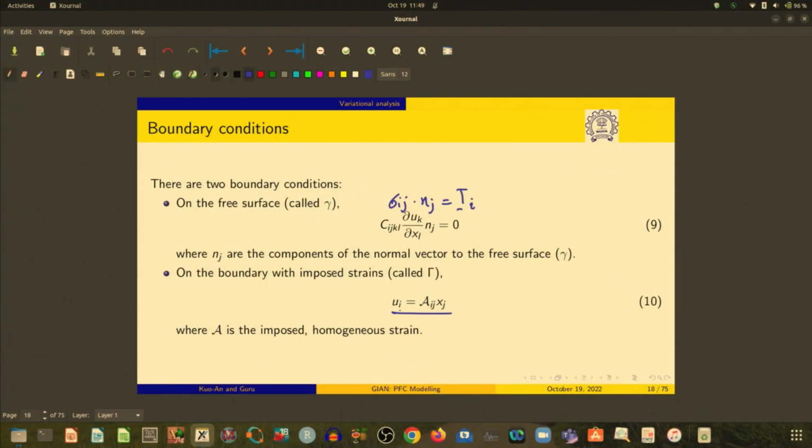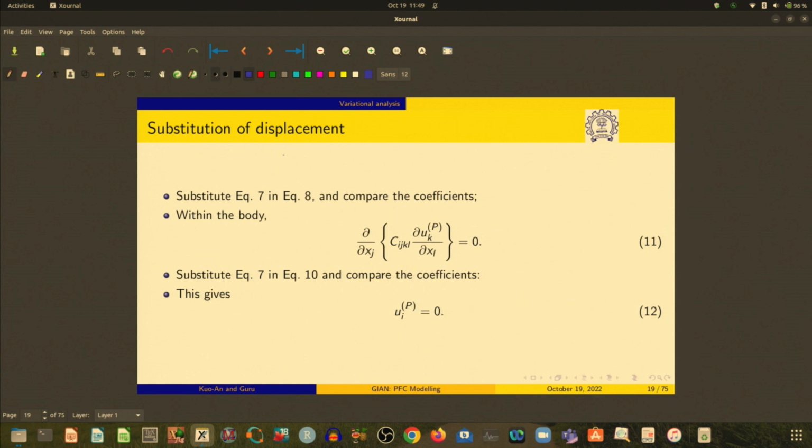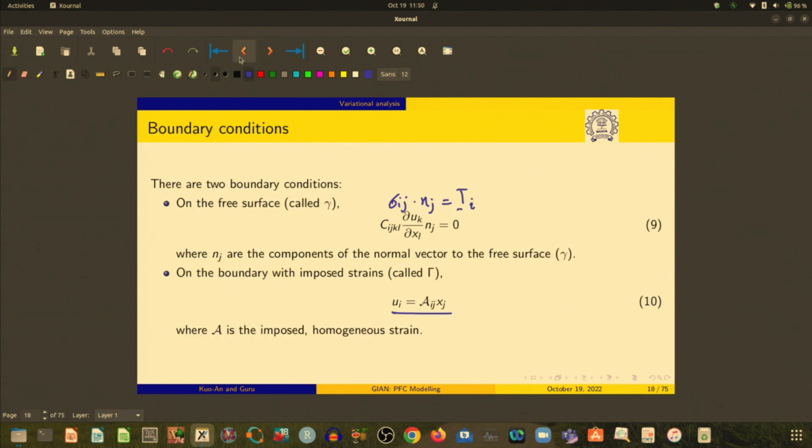Now, prescribed traction is going to take some work, so I am not going to do that. Before that, I am going to take the prescribed displacement boundary condition, and I am going to take my ui and substitute here on the left hand side. You can do that. What do you get if you do that? If you substitute 7 in equation 10 and compare the coefficients, what do you get? Do you see why it is 0?